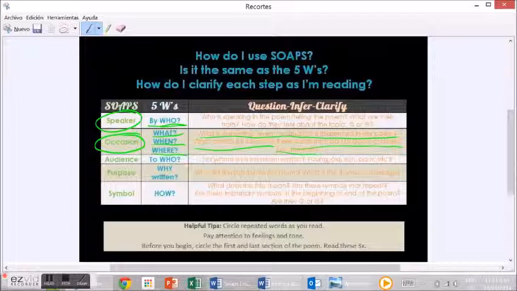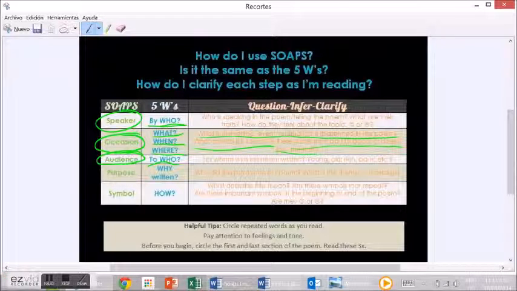Okay, the next thing is the audience. That's who the poem is to. If you think of a love song on the radio, it's written to somebody, right? Same thing in poetry. The poem might be written for your daughter or your friend, or somebody that you love, or somebody that you're mad at. Who is this poem intended for? So you can ask yourself, for whom is the poem written?